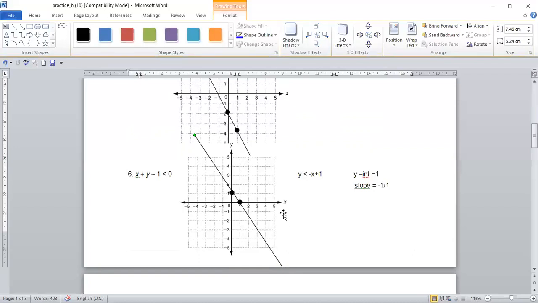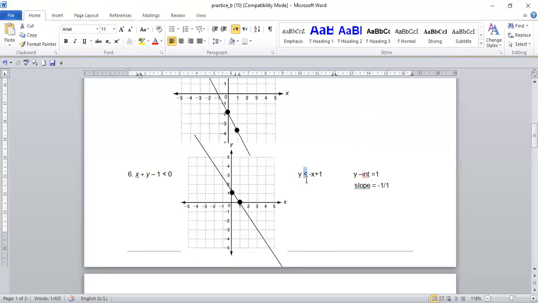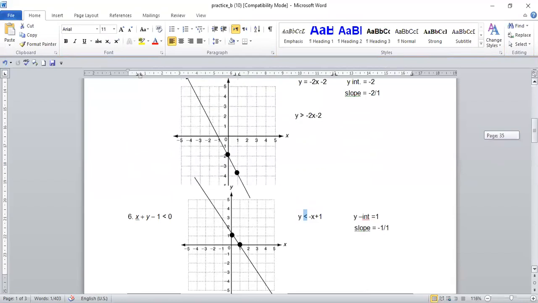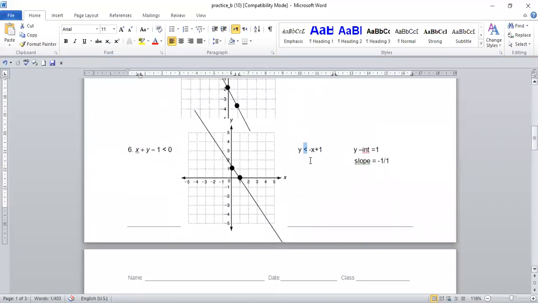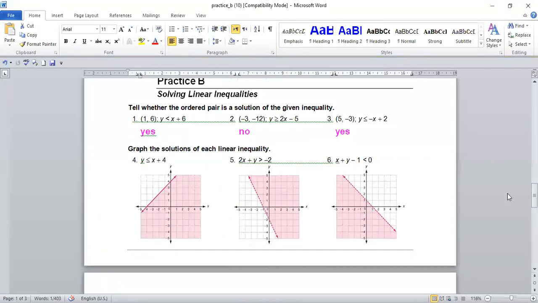Now, will you use a dotted line or a solid line? Of course, you will be using a dotted line because it says only less. So it should not be a solid line, it should be a dotted line. Now, which part are you going to shade? Are you going to shade the upper part or the down part? You will be shading this part because it's lesser. So once you shade, your graph should look like this: the dotted line and the below part of the line shaded.